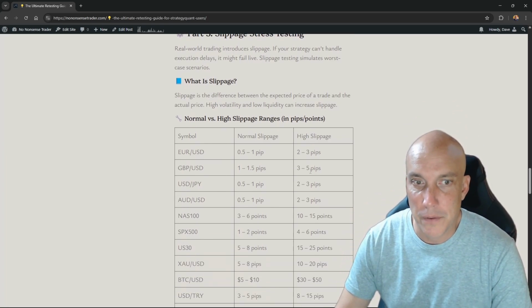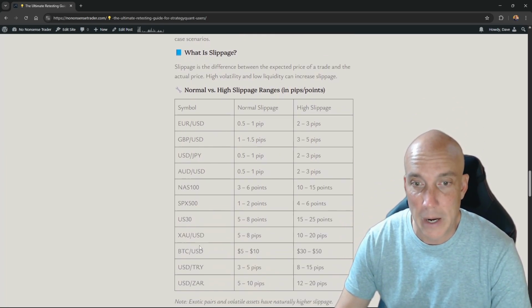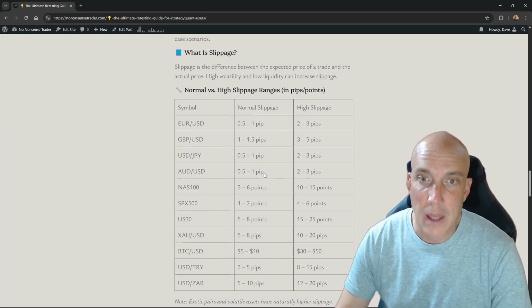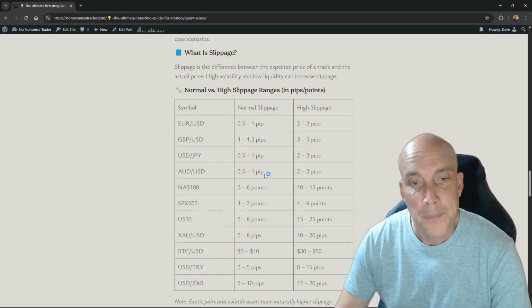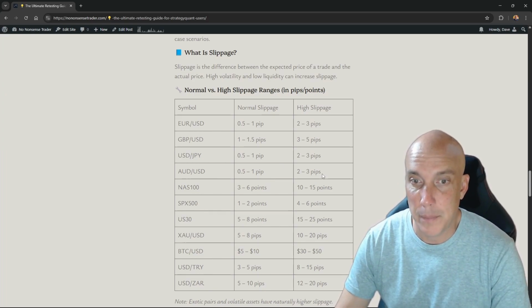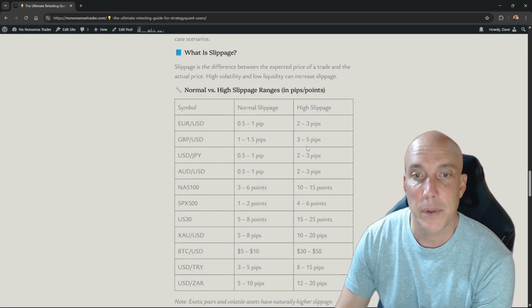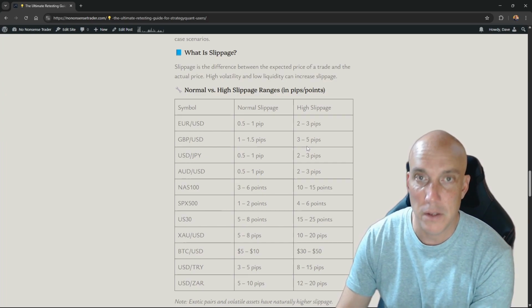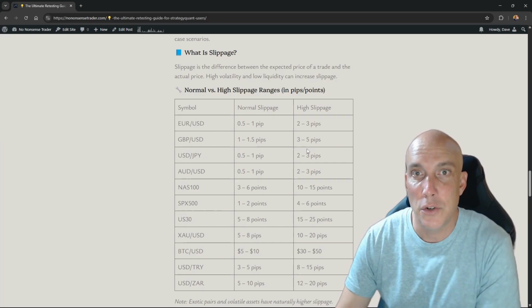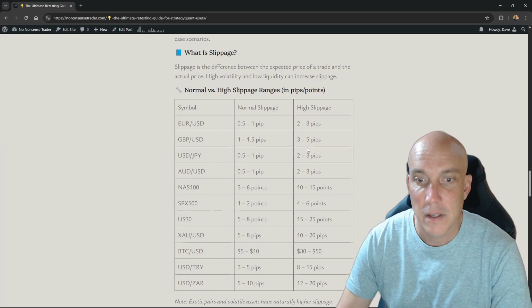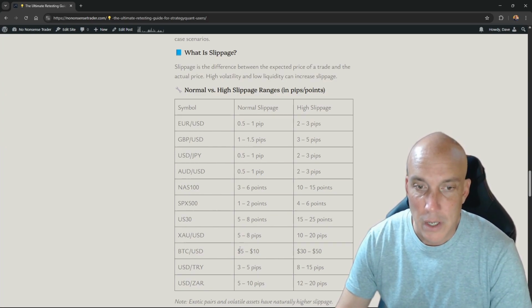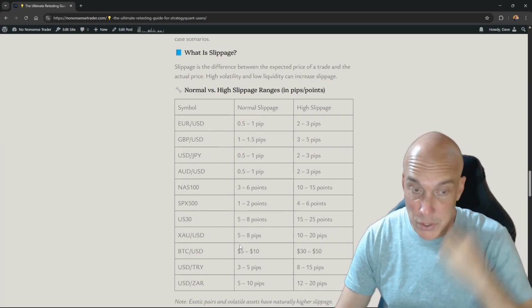So here's a chart, just for some forex pairs, of what normal slippage looks like, which is pretty much the spread. And then a high slippage event, or just high slippage, when the trades are happening and you're getting a lot of slippage on all the trades. So how is your strategy doing during those? Is it going to pass? Is it still profitable? That's what you're testing here. So here's this chart, and it explains slippage to you.